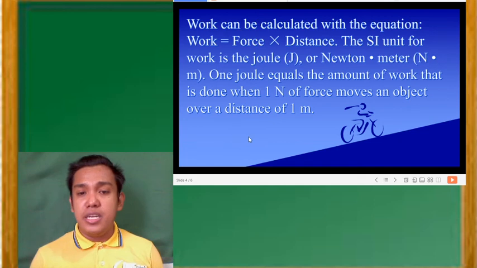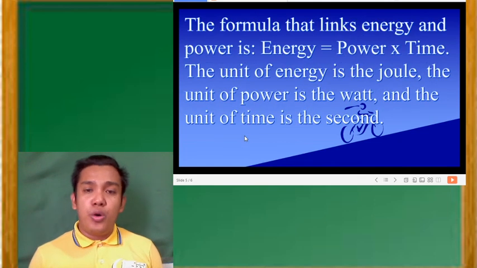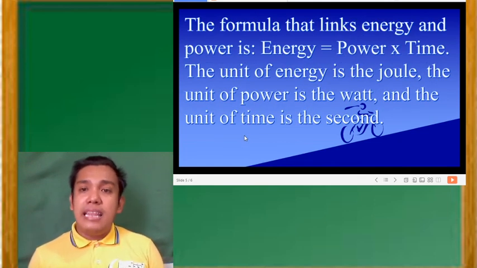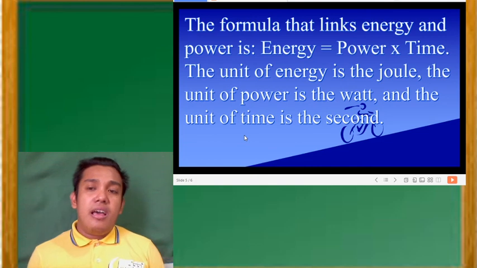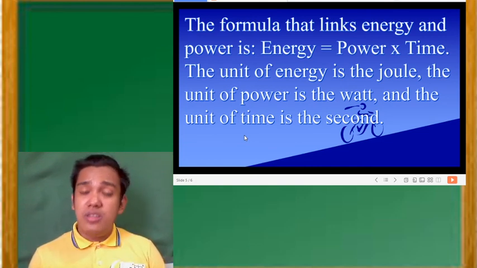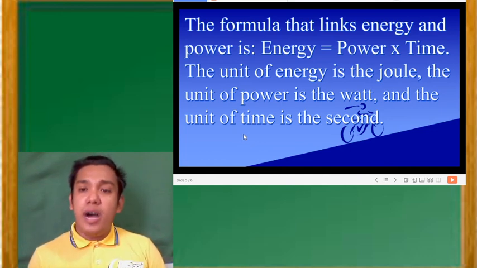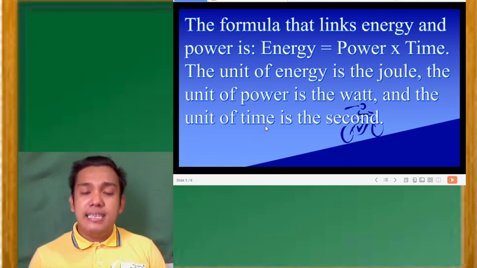And for energy, the formula that links energy and power is energy is equal to the power multiplied by the time. The unit of energy is the joule. It's the same as the work. The unit of power is watts. And the unit of time is the second.